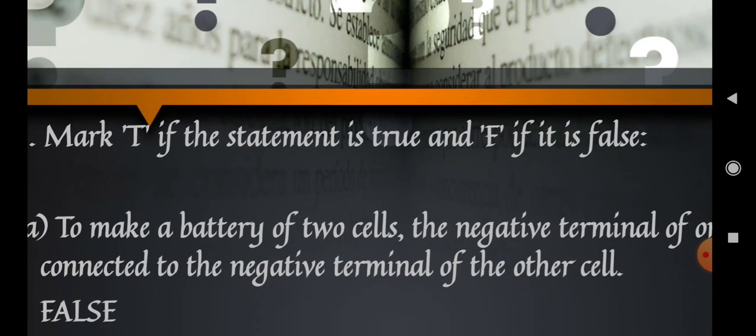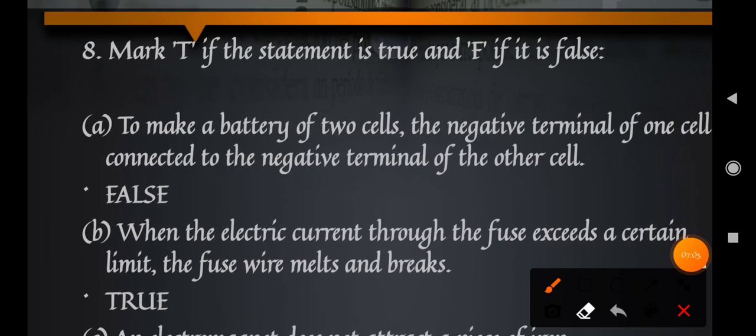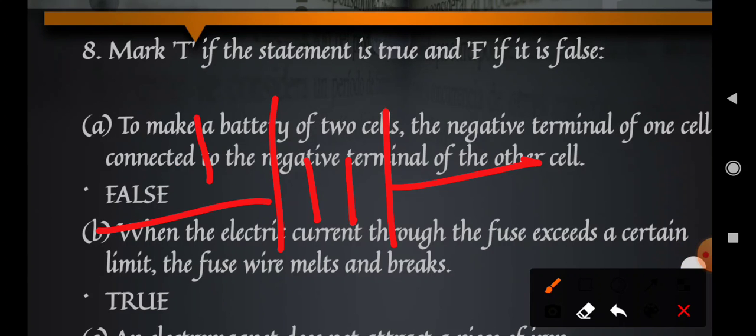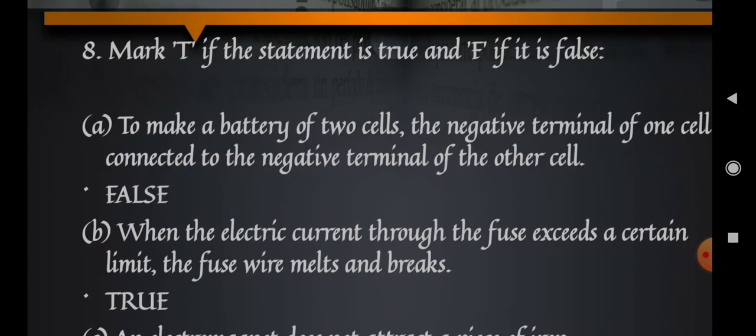In true and false, the first is to make a battery of two cells, the negative terminal of one cell connected to the negative terminal of the other cell. It means they are saying it should be in a manner of positive, negative, negative, positive. So will the current flow in such a condition? No. So the answer should be false. The arrangement must always be in an opposite manner: positive, negative, positive, negative. So the answer is false.